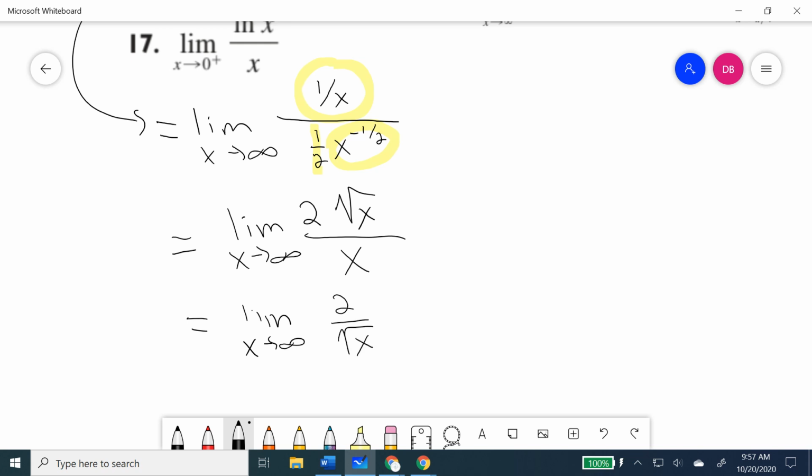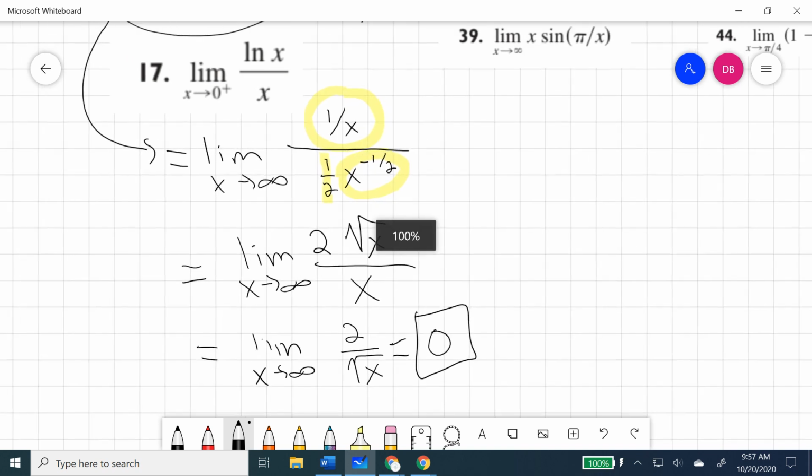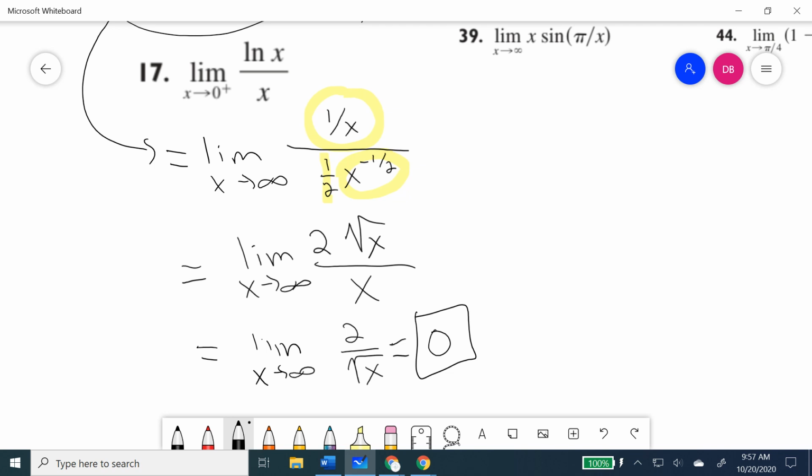And now I don't have infinity over infinity. And I can logically think through if the denominator is becoming infinitely large while the numerator stays 2, this is heading to 0. And then the problem is done. All right, so that was 15. Now 17.